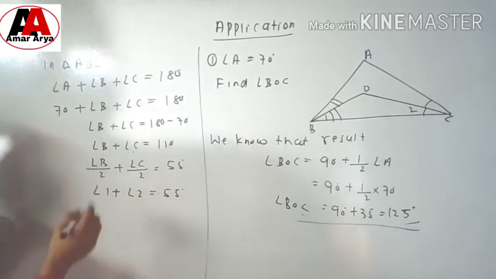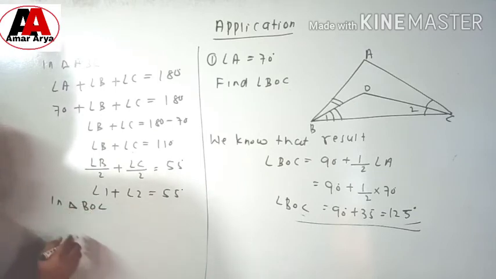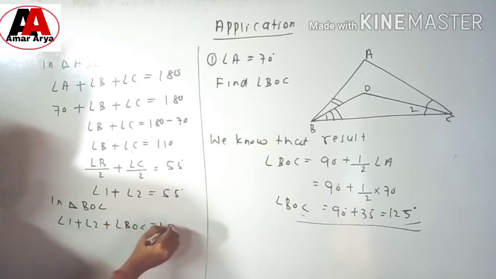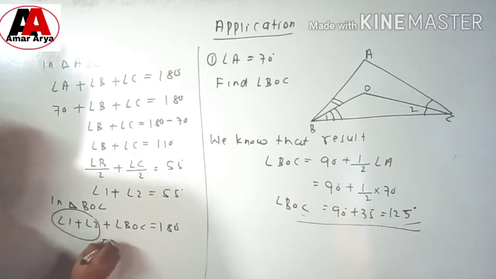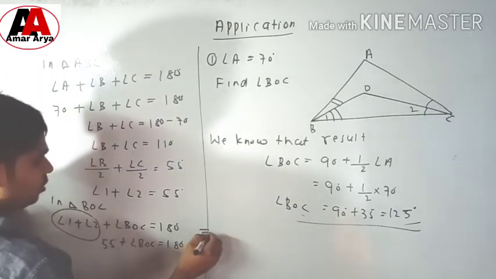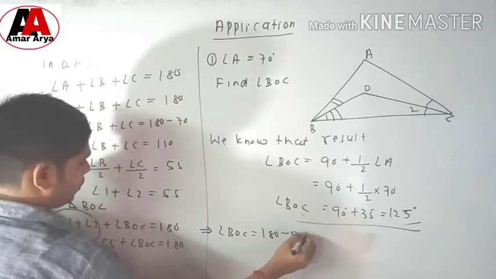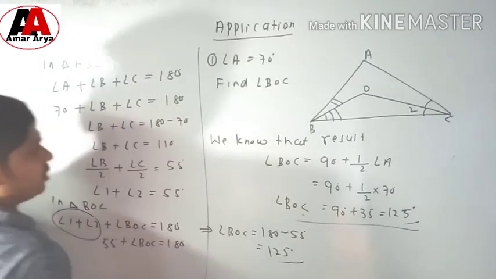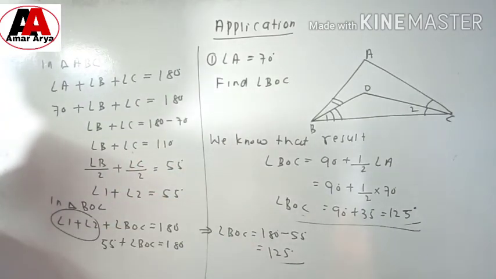And after that, in triangle BOC, angle 1 plus 2 plus BOC is 180. So the value of 1 plus 2 is 55, plus BOC equals 180. We can subtract it: BOC equals 180 degree minus 55, so 125 degree. That is the answer. So these are the two methods: first you can solve directly, and second you can solve process-wise.